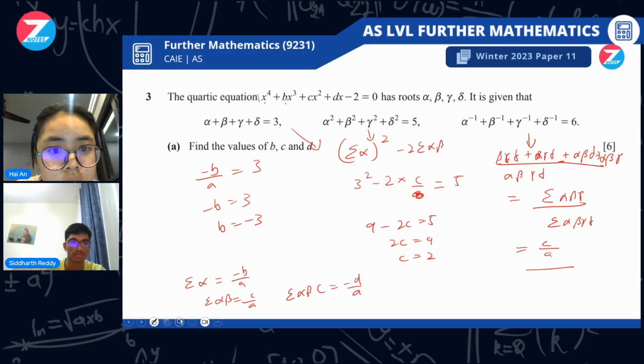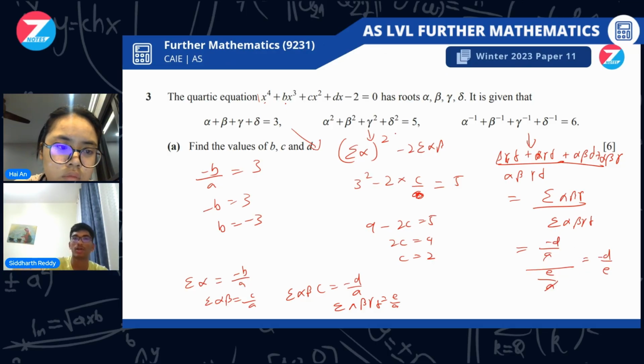Oh yeah, so this is going to be minus d by a, and this is going to be e by a. So the product of roots is e by a. So this a and a cancel out, and we just have minus d by e. They actually gave e as minus 2, right? So minus d divided by minus 2 is going to be equal to 6. So d is just 12. So minus 3, 2, and 12.